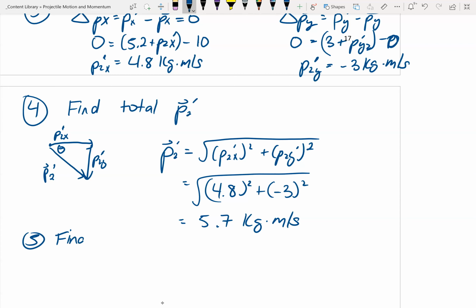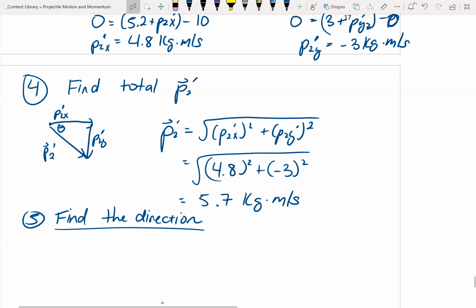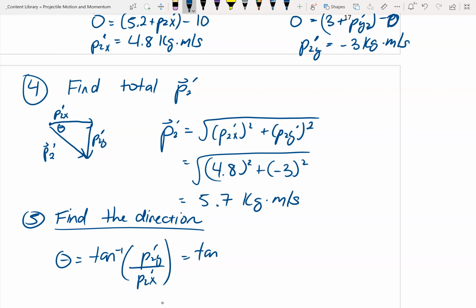Now we're going to find the direction. We're looking for that angle, so it's opposite over adjacent, or p2y prime over p2x prime, which is 3 over 4.8. That's 32 degrees, and this occurs below the positive x-axis.